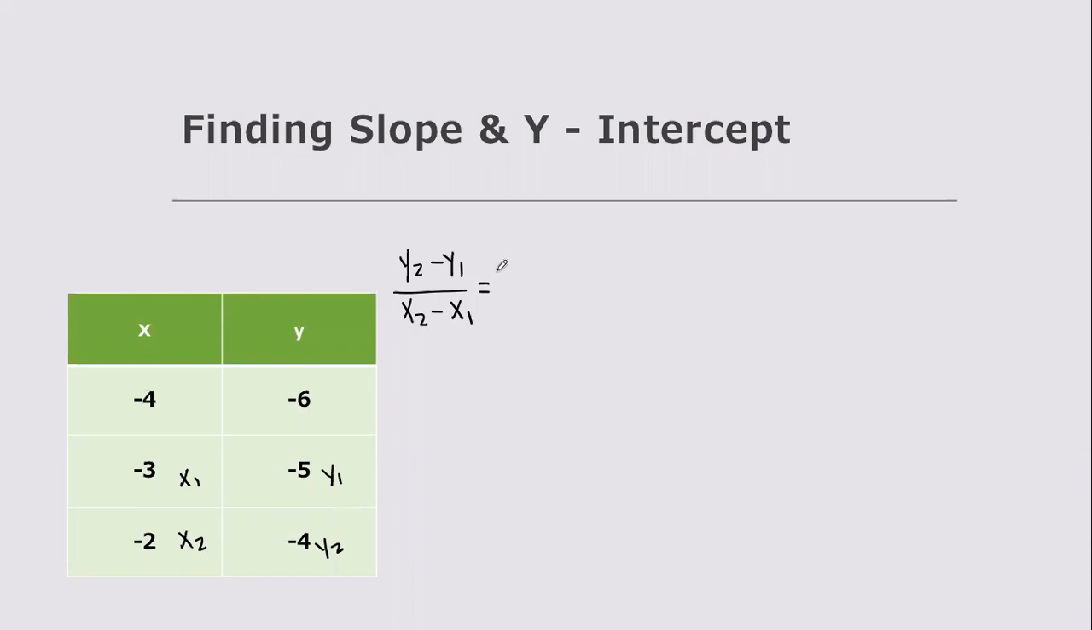So y2 is -4, so -4 minus y1, which is -5. I would put that in parentheses because a negative and a negative, we want to make sure we see that and separate that. x2 is -2 minus x1, -3.